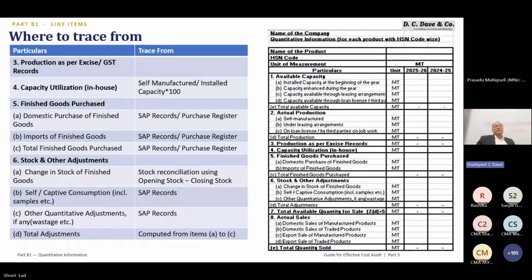Then the next item is finished goods purchased. Everything doesn't get produced in the company. Many companies sell products which they have not manufactured at all. This may be traded goods. The company manufactures finished goods up to an extent, but it still has a lot of market for its own products and cannot manufacture all of it. So it will buy and then sell it, because those products are already there in the market.